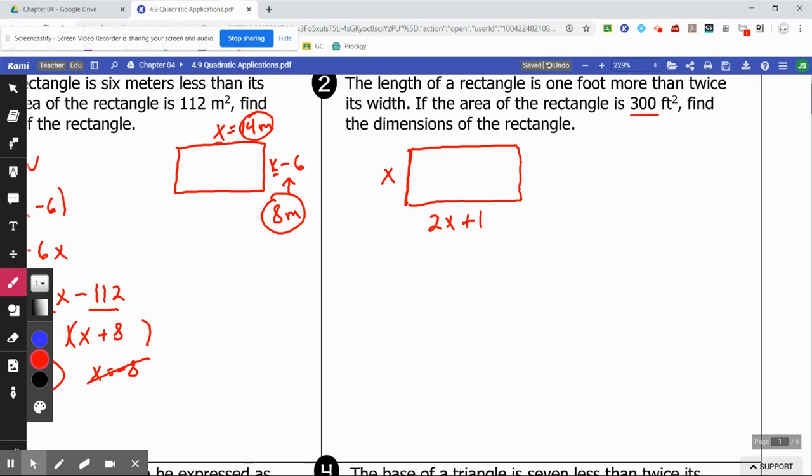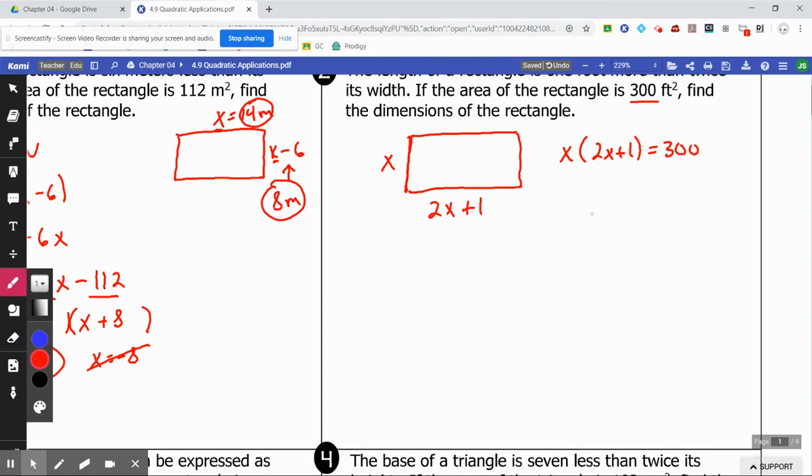The area is 300. Again, area is length times width. When I multiply these two together, it's going to give me the area, which is 300. And you have, again, a simple quadratic equation. Distribute the x, that's going to be 2x squared plus x equals 300. Move everything to the same side, that'll be 2x squared plus x minus 300 is equal to 0.